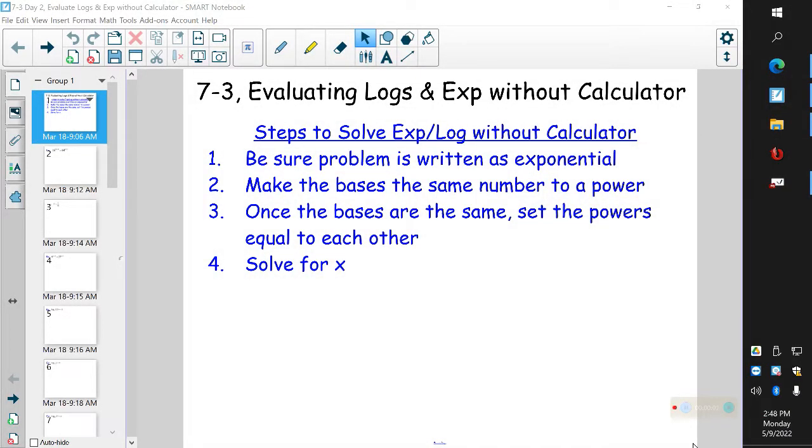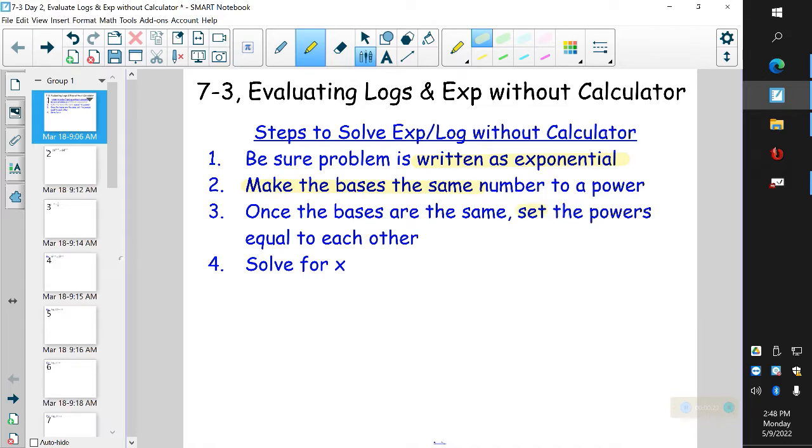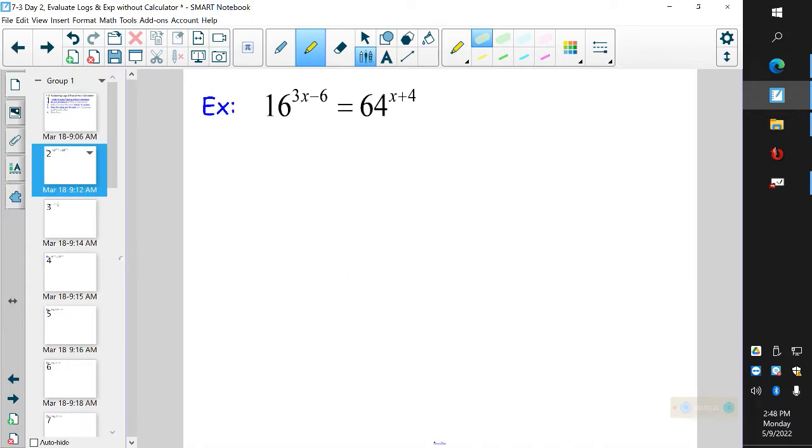Okay, today we're going to be continuing on with section 7.3, which is just evaluating logarithms and exponentials. Every time you see a logarithm, we want to go ahead and rewrite that as an exponential, and every time you see an exponential, you want to make sure that the bases are the same and set the exponents equal. So be sure that you first are writing it as an exponential, then make sure the bases are the same, and then once the bases are the same, set the powers equal to each other, and then simply solve for x.